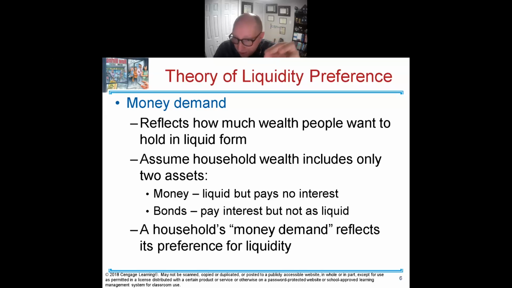So, two types of assets. The house itself, which is backed by a mortgage, a bond, and the cash you have in the bank. Those are the two types of assets that households typically have, and that makes up the household wealth. Your demand for money is based on your preference for liquidity. That's what we mean by this.